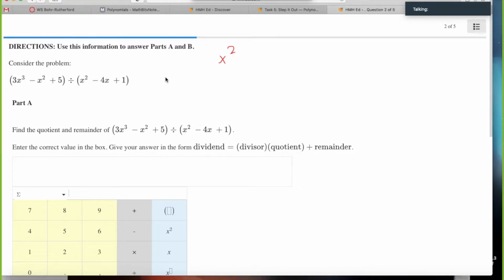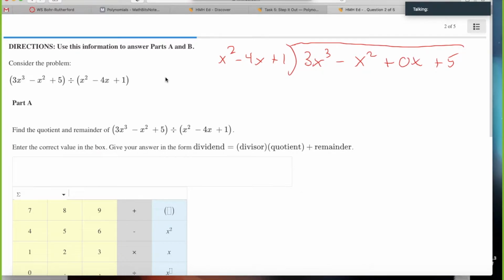So x squared minus 4x plus 1. I made lots of space for us. And then that's going to be 3x cubed minus x squared plus 0x plus 5. So let's see here. Let's make this a little bit more straight. Just for fun, we'll switch colors.